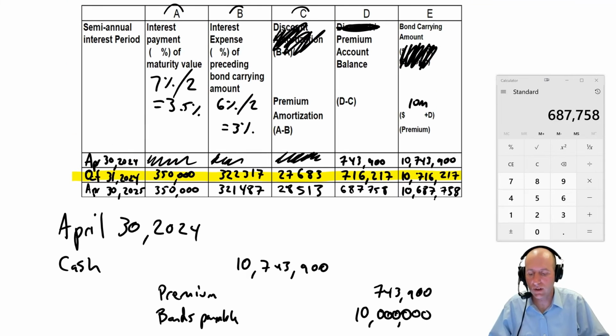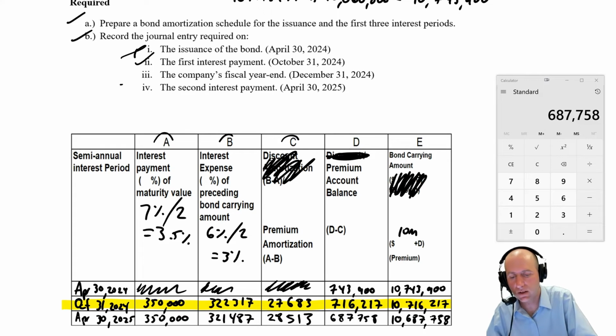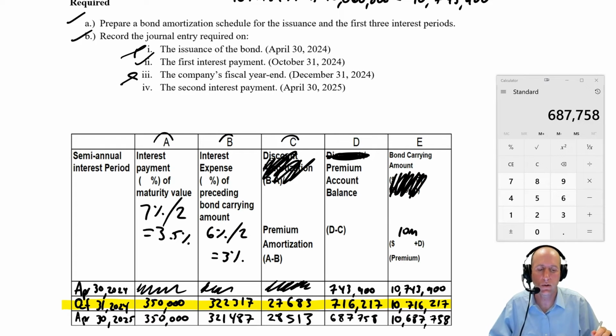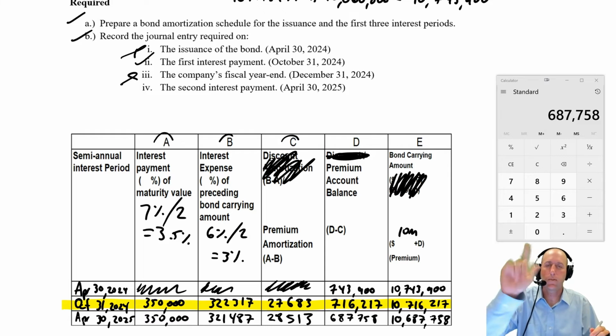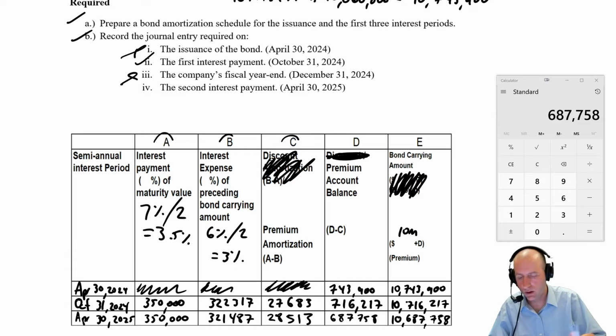Our next relevant date is not April 30th, as the item indicates. It's our company's fiscal year end, which is December 31st. So what do we have? October, so November, December, 2 months, right, between October 31st and our fiscal year end.